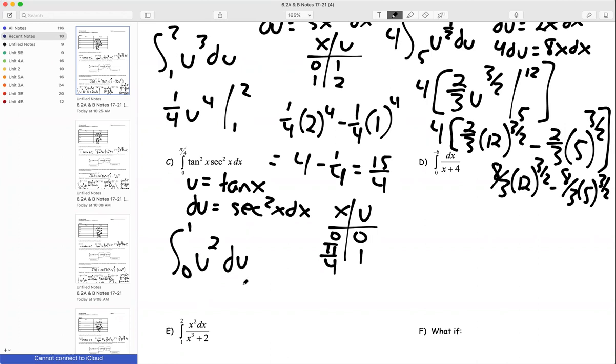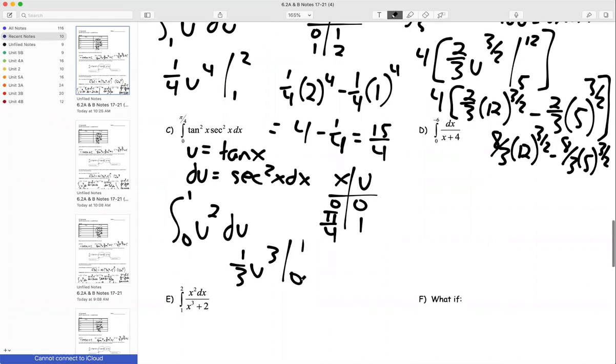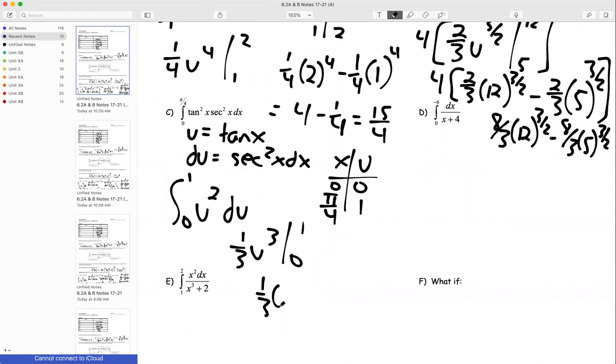And so this is going to give me 1/3 u to the 3rd evaluated from 0 to 1. And again, I'm going to leave my trig behind. I already switched. I don't go back. Happiness is pre-calculus in my rear view mirror, right? So now I plug in the bounds. That's going to give me 1/3 cubed minus 0, which is 1/3.